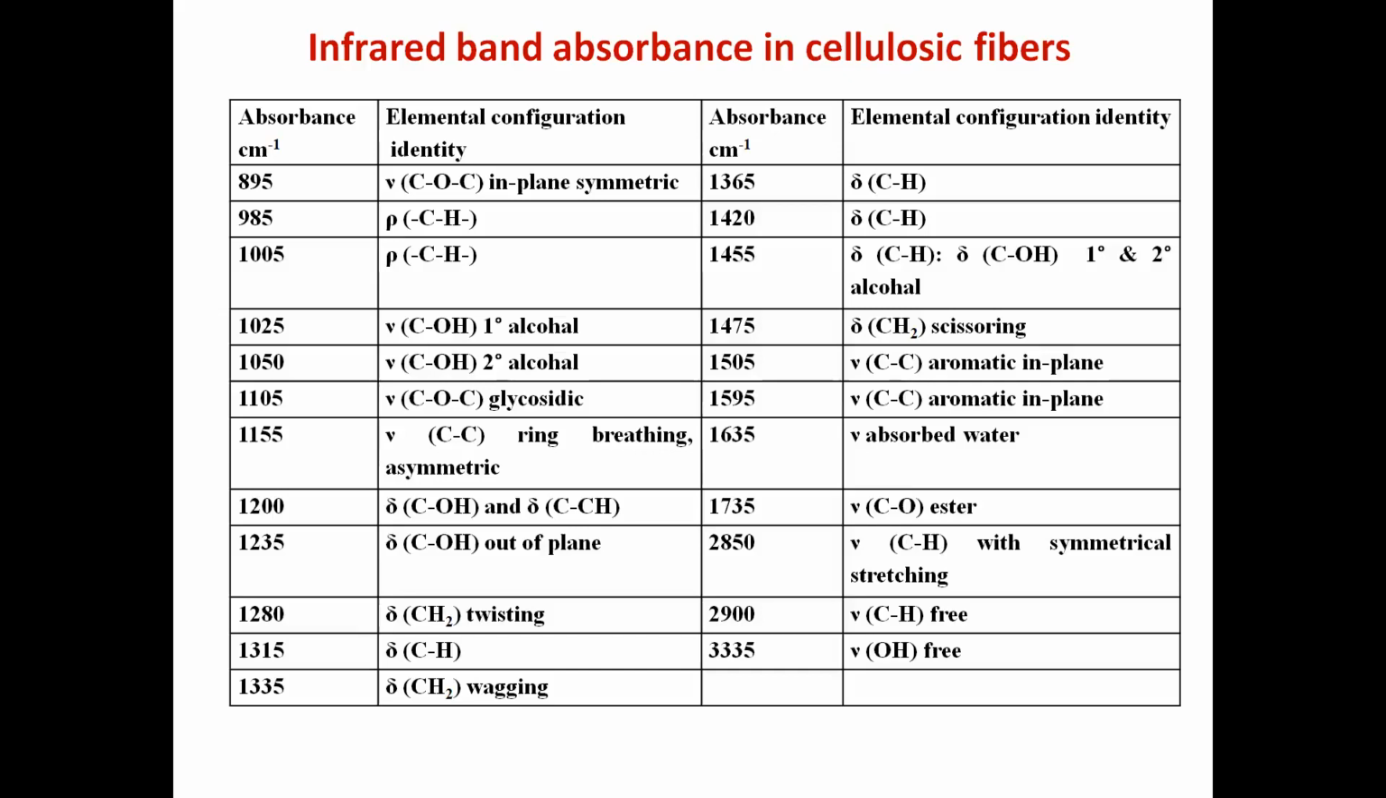Similarly, 3335 is there, so this is a free OH group. This indicates that the hydroxyl group is free. 2900 CH free group is there. A COH or CO ester group is there, that will be identified at 1735 centimeter inverse. So similarly, different types of elemental configuration identities are possible.